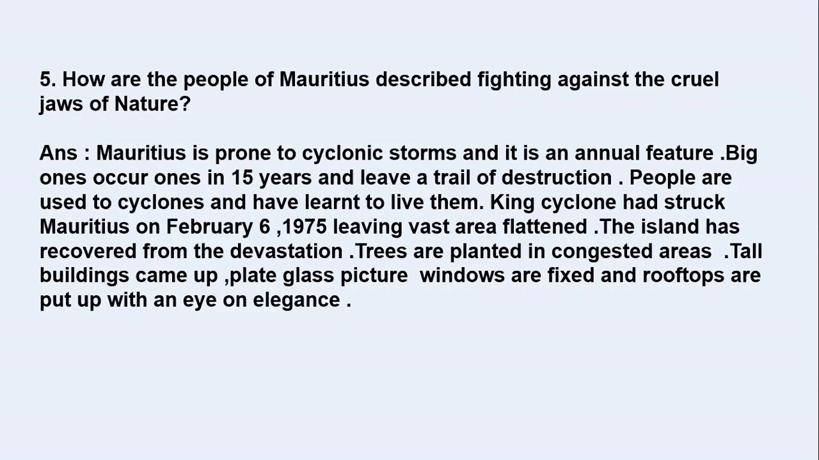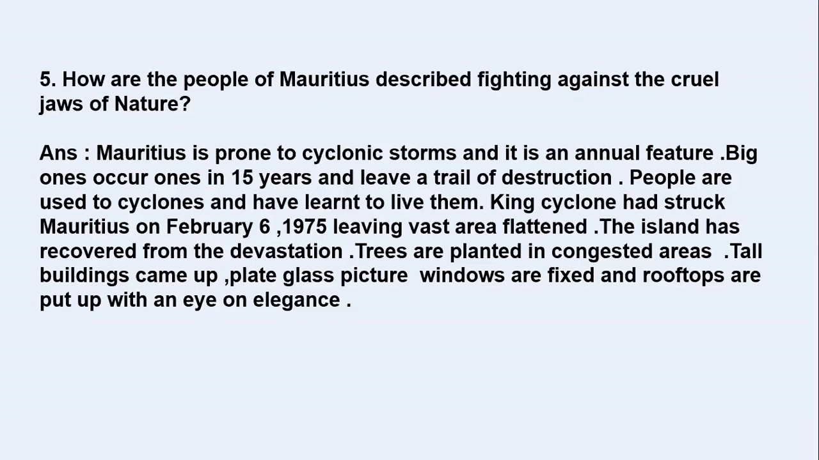So this king cyclone, when it had struck last time in Mauritius, it was on February 6, 1975, from when the chapter is written, you can say. So in this year when it hit, it left the area devastated. It had flattened everything. Everything which was standing on the ground was flattened, was broken, was mixed up with the ground. And the island has recovered from the devastation as time passed. When a few years and months passed away, again the island recovered.